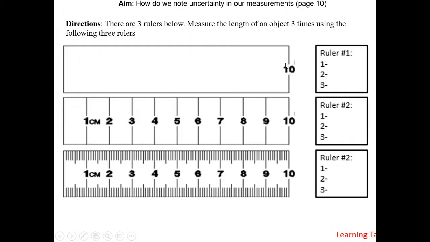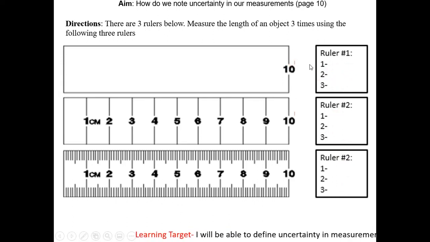So now we are going to do a simulation. Below are 3 rulers, right, with different intervals. I want you to find an object. It could be your phone. Measure the length of the object 3 times using the 3 rulers, okay? I want you to record the measurements over here, okay? Once you're done, resume this video.